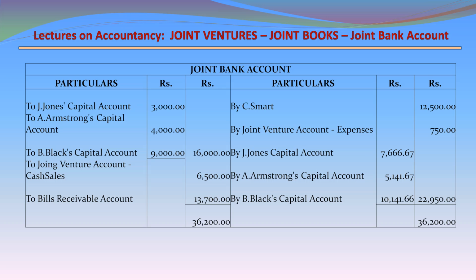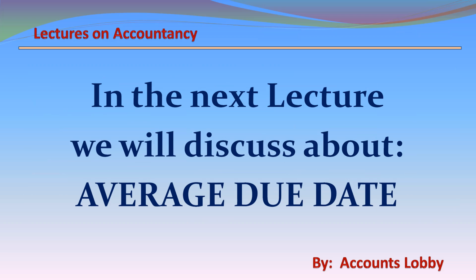On the credit side, by C. Smart 12,500, by joint venture account expenses 750, by J. Jones capital account 7,666.67, by A. Armstrong capital account 5,141.67, by B. Black's capital account 10,141.66. Total 36,200 on the debit side. On the credit side, total 36,200. So the settlement is made properly and the books were recorded effectively. In the next lecture, we will discuss average due date.